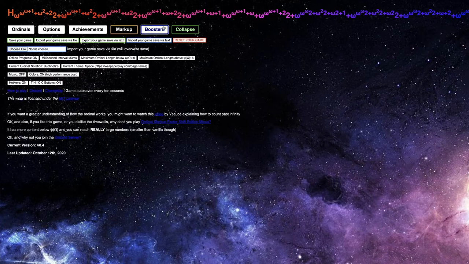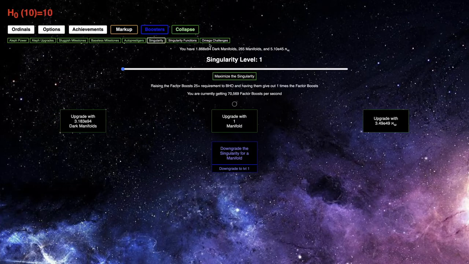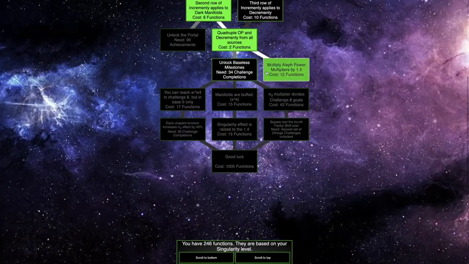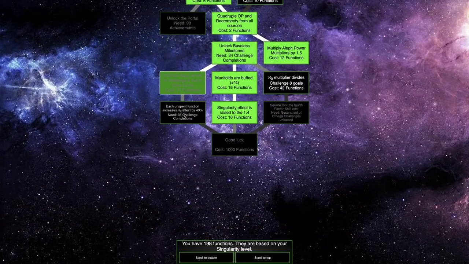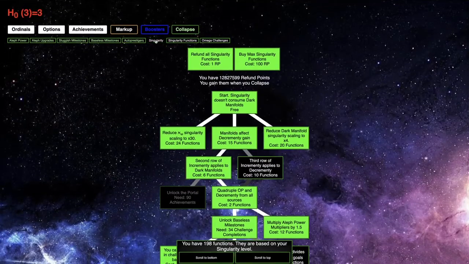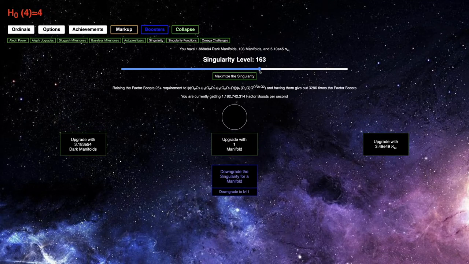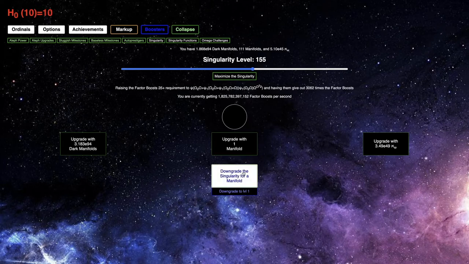Okay, I have to get rid of this bug first. So I think what I'm going to try to do is go for just incrementing. So what I'll do, I'll get this. I don't need anything other than this build, and then just gain as many factor boosts per second as possible here. I can actually gain 1.7 trillion factor boosts per second, actually even 1.8 trillion.